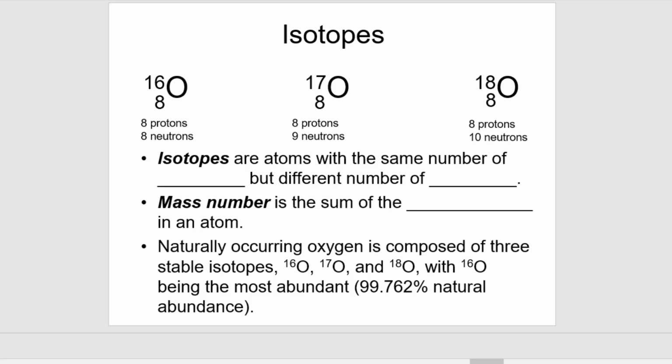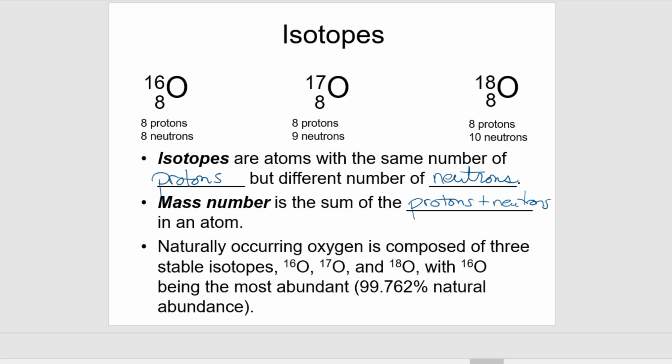So isotopes are atoms with the same number of protons, but different number of neutrons. Mass number is the sum of the protons and the neutrons in an atom.